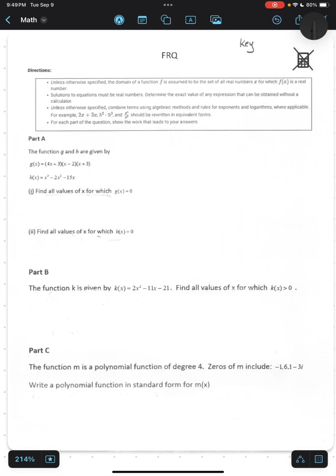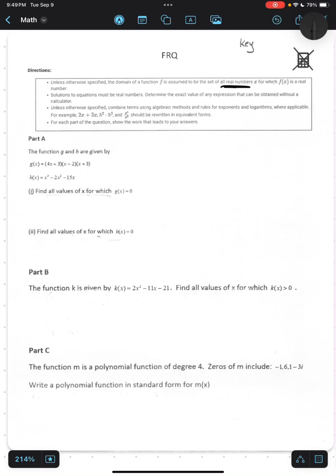Okay, hello. Today we will be doing a 1.1 to 1.6 pre-calc review practice FRQ. Okay, so in the directions we're given that the domain of the function f, f of x, is assumed to be the set of all real numbers x for which f of x is a real number, no imaginaries. Solutions to equations must be real numbers. Determine the exact value of any expression that can be obtained without a calculator.